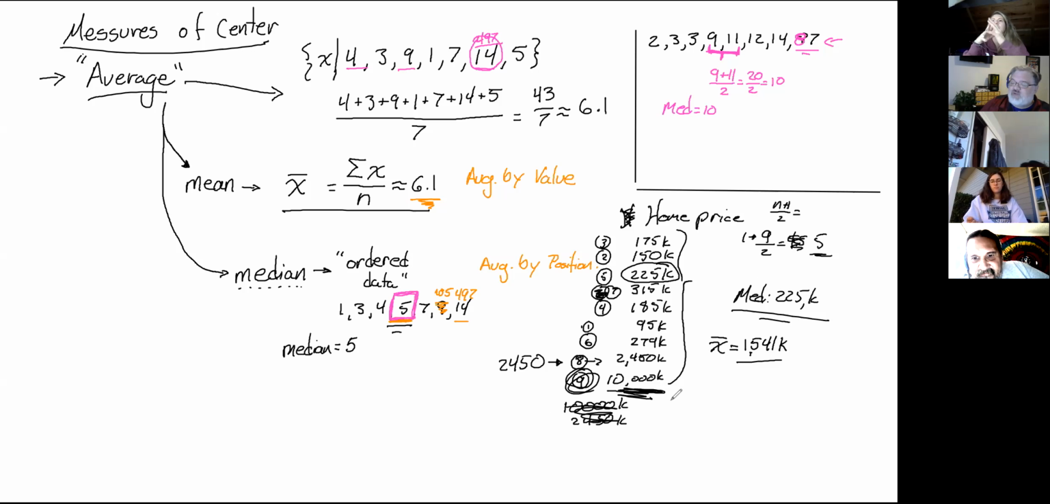So the reason that we have a couple of different types of average is exactly to handle this type of scenario. When you have extreme values out there, the idea of average can get very skewed, very pulled by those extreme values. So sometimes average by value isn't what we want. It's misrepresentative. Average by position, this 225K for the median, is much more helpful, much more representative.